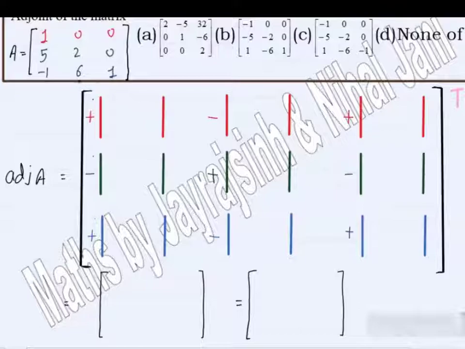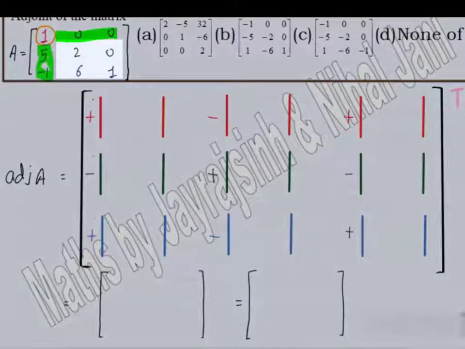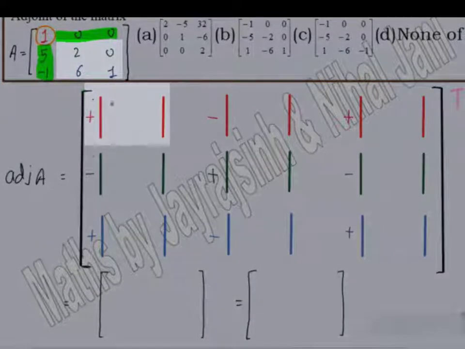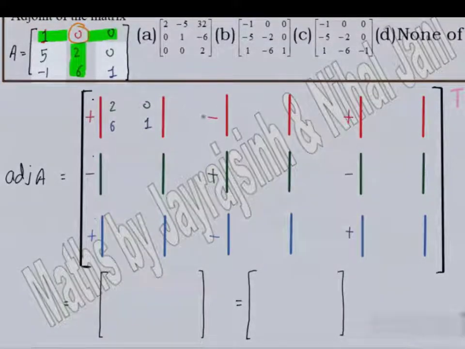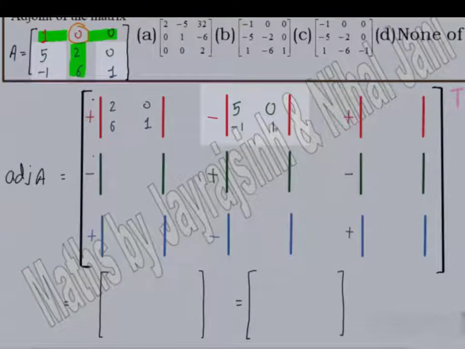So the first determinant, which is the cofactor of the first row, first column element, is obtained by ignoring its row and column, or we can say the first row, first column. So here we will get 2, 0, 6, 1. Okay, now let's move to the second determinant, which is the cofactor of 0 placed at the first row, second column. So here we have to ignore the first row and second column. So we will get 5, 0 and minus 1, 1.